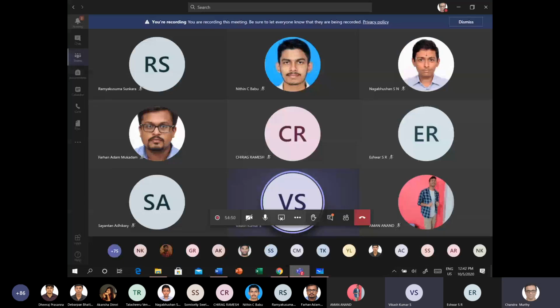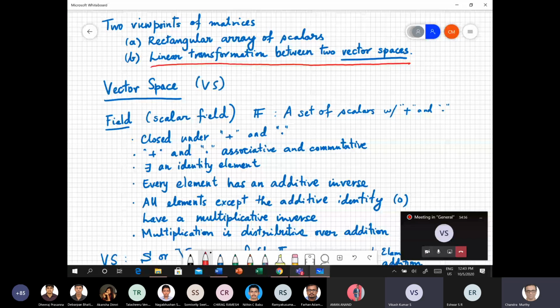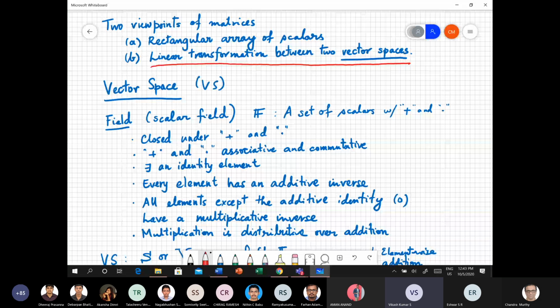Can you repeat your question, please? Yes, I was saying that you said matrix multiplication we can perceive as a linear transformation, right? Yes. So I was asking how can we visualize it? In lower dimension, it's very easy to see that this is a linear transform. But in higher dimension, let's say going from M to N, how can we prove it? Yeah.